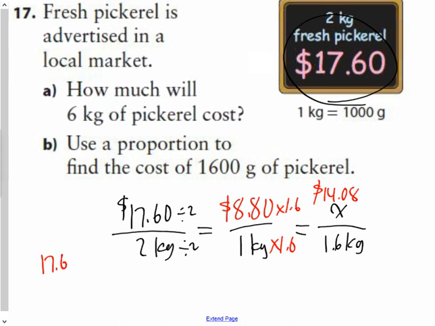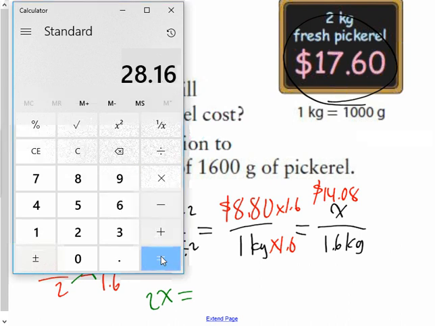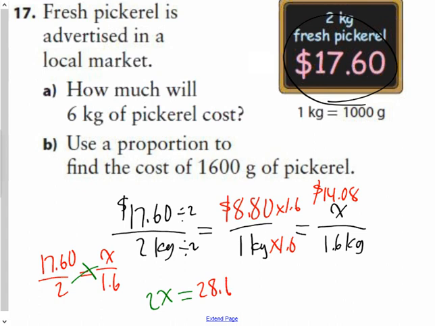If I take that same proportion and use my algebra method, my equation will first go across here to give me 2x. Across here I need to use my calculator. 17.60 multiplied by 1.6 equals 28.16. Divide both sides by 2. And when I divide $28.16 by 2, I get $14.08. Same answer.